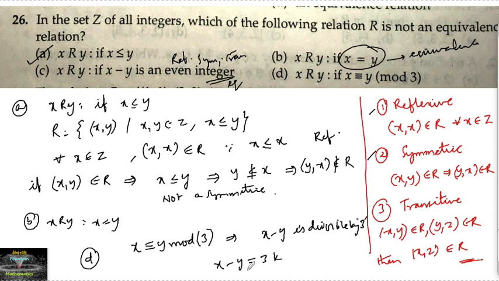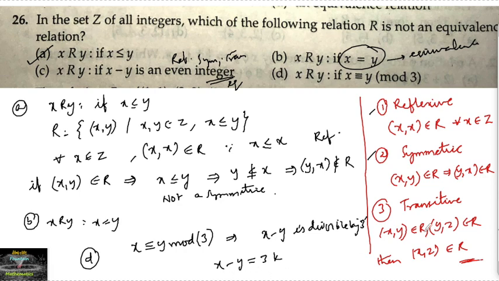So x minus x, if I take for the reflexive case, is 0. So 0 is a multiple of 3, right? It is reflexive. And the symmetric case, if x minus y is a multiple of 3, then y minus x is also a multiple of 3. Then we can say it is symmetric.